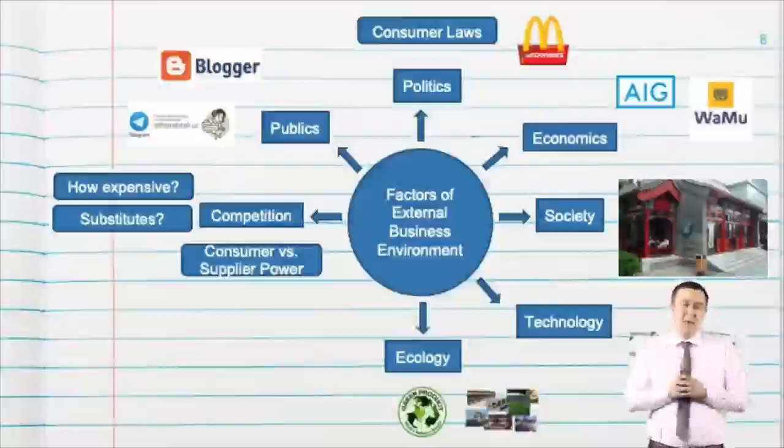For example, we can talk about consumer laws. Consumer laws basically means protection of consumers from business negligence. For example, defective products, insurance, warranty, and so on and so forth. So basically, businesses cannot change the consumer laws. They cannot influence it as they wish. But these laws can impact business operations.